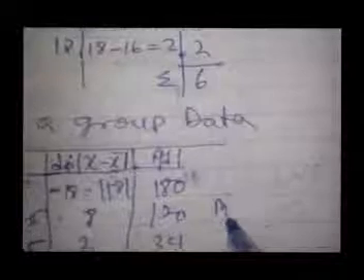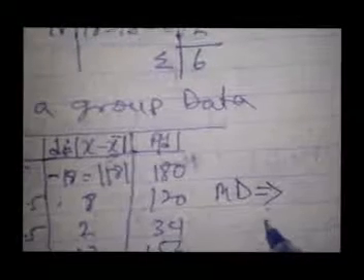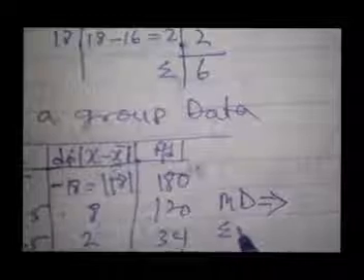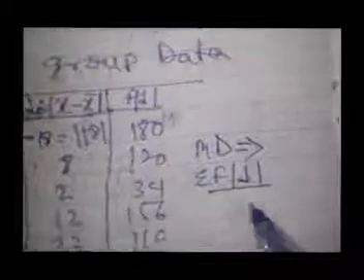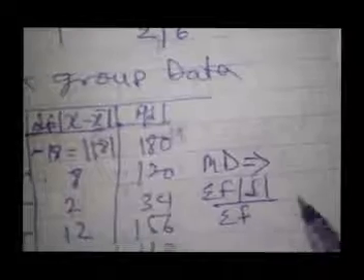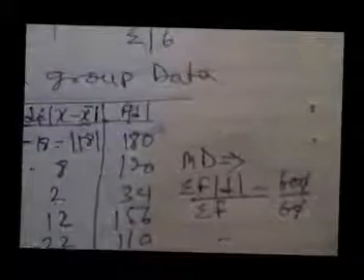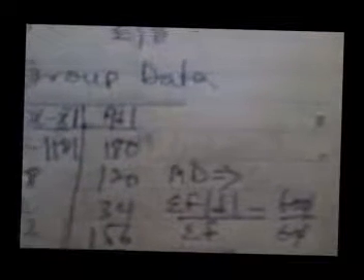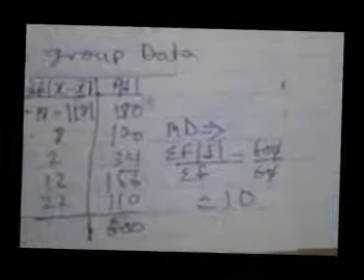So our mean deviation, MD, is now summation f modulus d over summation f, that's 600 over 60, which automatically gives us 10. That is our mean deviation for a group data.